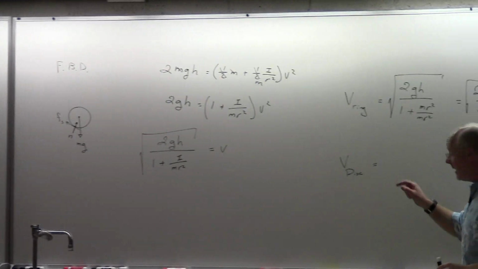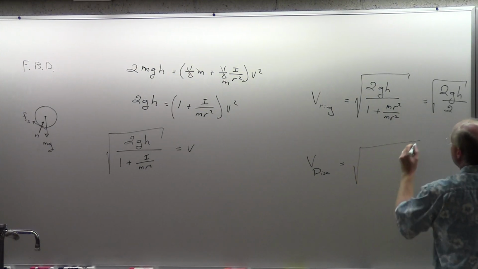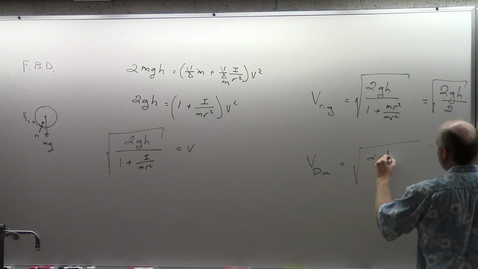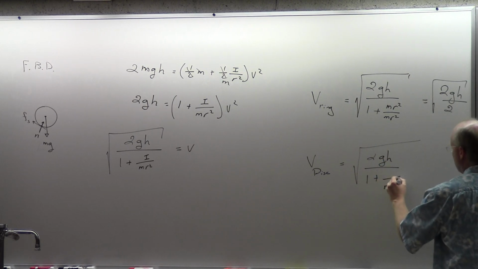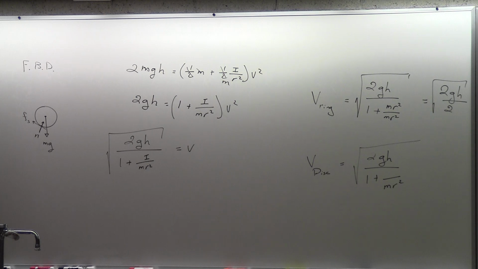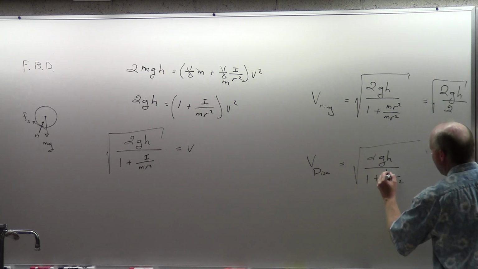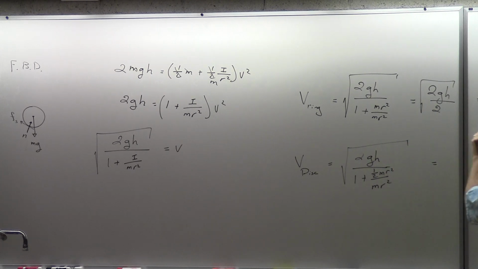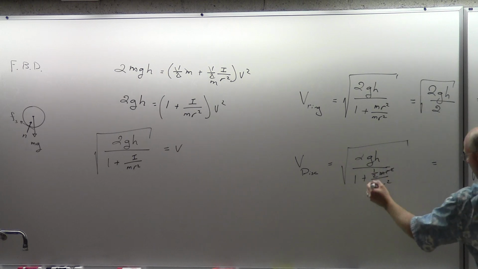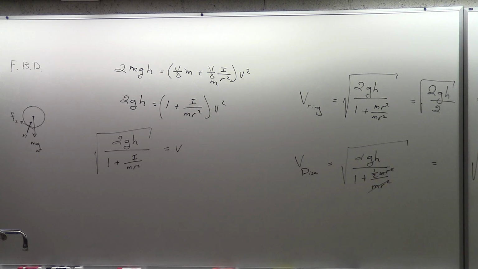And if I look at the disk, I can do the same thing. Putting in the disk, I get the 2, the gh, the 1 plus. And what was the moment of inertia of a disk? 1/2 is what we worked out. So it's 1/2 mr squared. And so this becomes the square root of 2gh, and the mr squared cancels off. And so that becomes 3/2. So this becomes the square root of 4/3 gh.